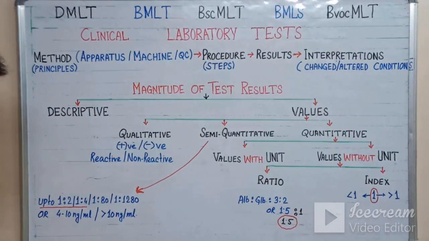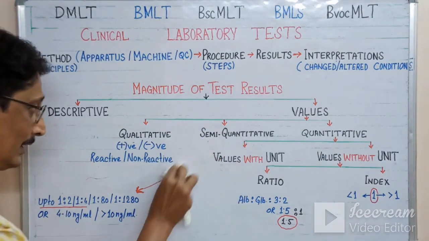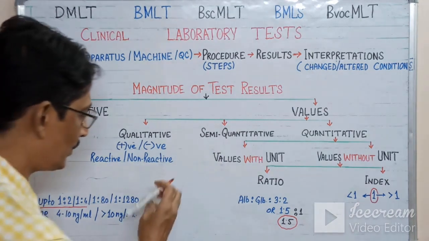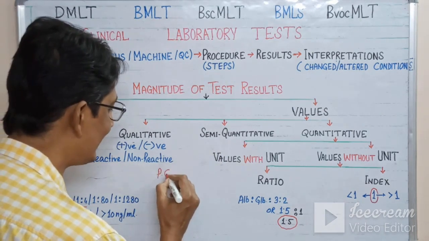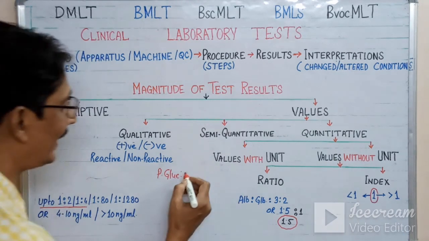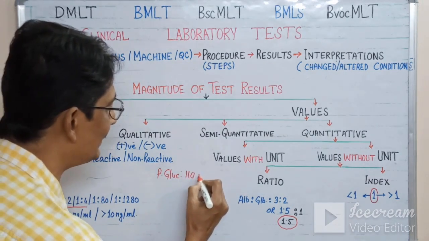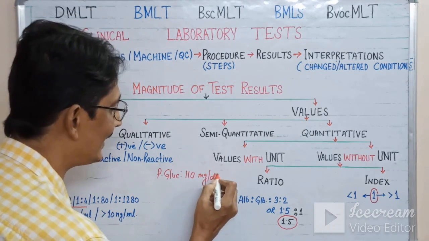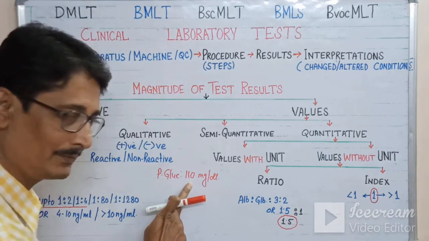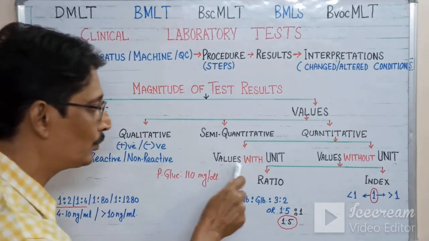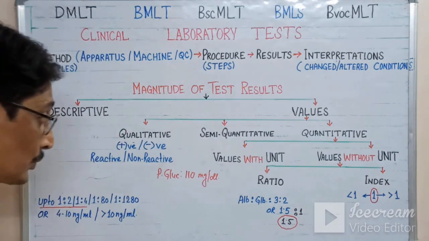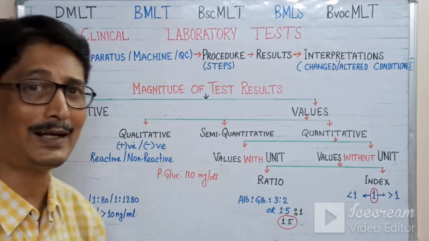So, the value with unit. Suppose you are going to test your plasma glucose level, which is commonly known as blood sugar, and you find that the result is 110 milligram per dl. Dl means deciliter. So the value is 110, and with unit means milligram per dl, which is the unit. So what is that unit? Milligram per deciliter.